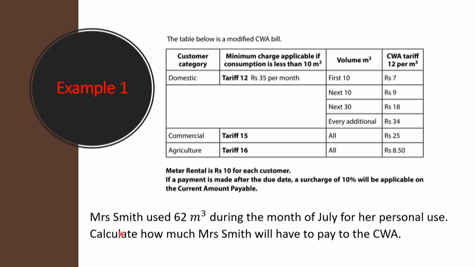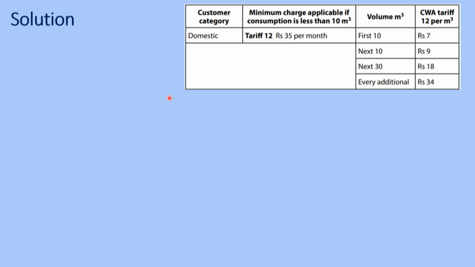Now, in this case, Mrs. Smith has used 62 meter cube of water for her personal use. So the tariff will be tariff 12. This is for domestic use. So let us see how we are going to calculate the amount that Mrs. Smith will have to pay to the CWA. So you have a picture of a table for domestic use only here. We know that she has used 62 meter cubes of water.